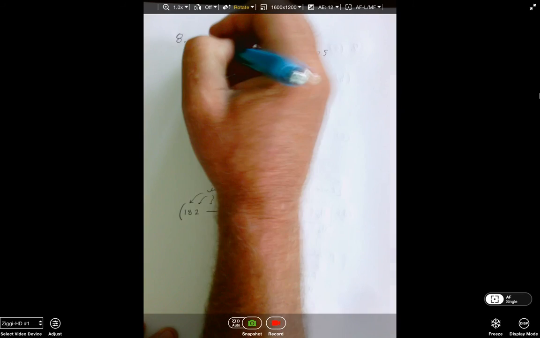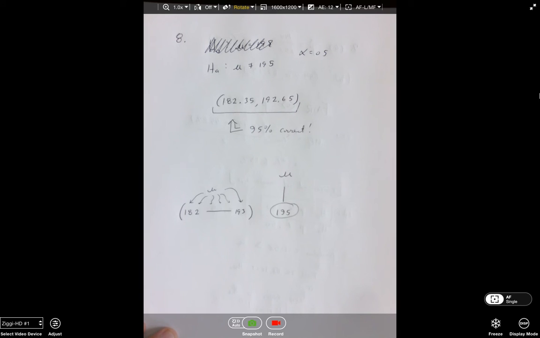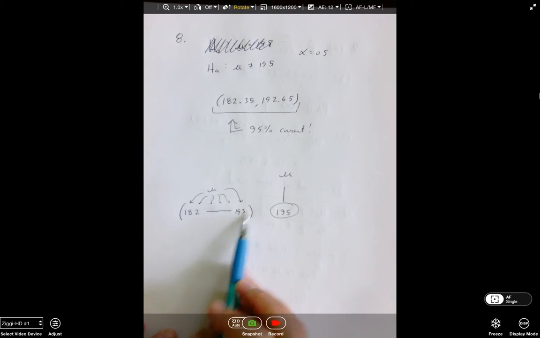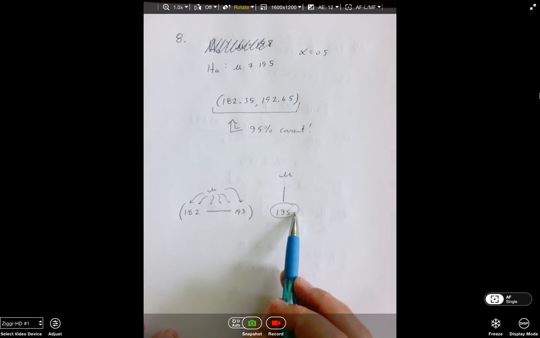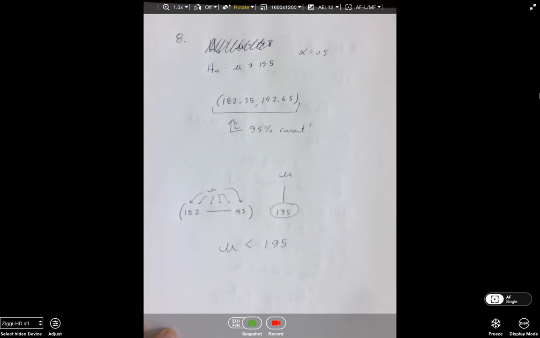So guys, I'm scratching that out. I don't believe mean is 195. I believe it's somewhere between 182 and 193. Since this entire interval is below 195, I feel comfortable saying statistically that I feel that the mean is less than 195 based on the confidence interval.